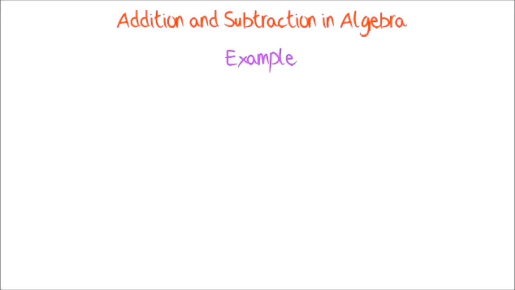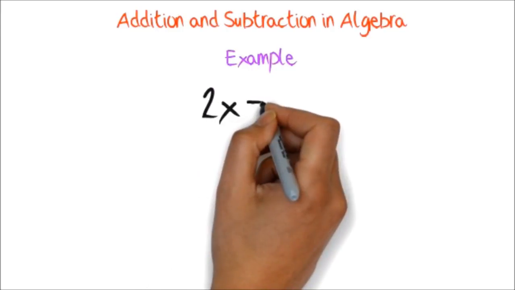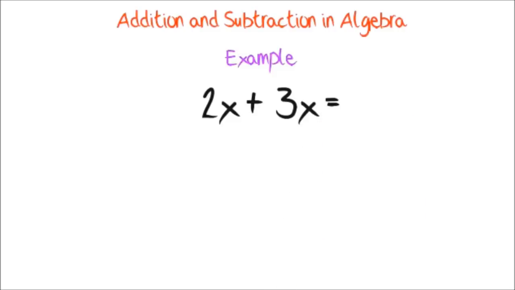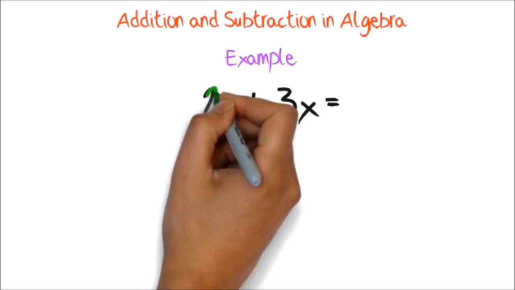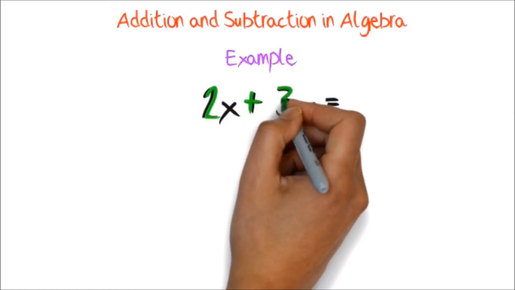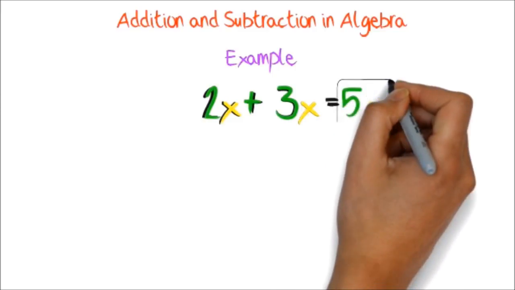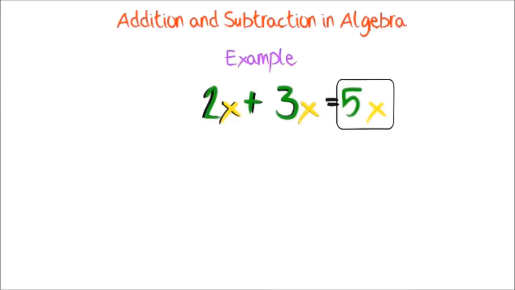Example: we can add 2x and 3x because they both have x following the numbers. All you do is add the numbers and bring the common letter after the number. So we added the 2 and the 3 to get 5. Then we brought the x after it. The final answer is therefore 5x.